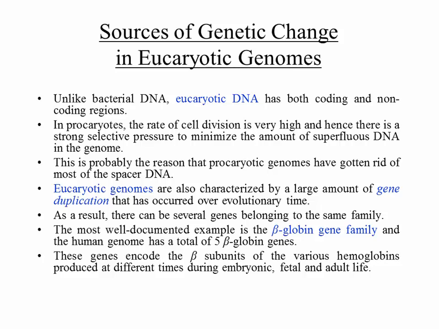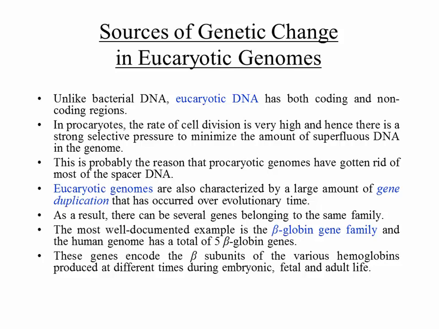Unlike bacterial DNA, eukaryotic DNA has both coding and non-coding regions. What are the coding regions called? Exons. And the non-coding regions? Introns. Good. In prokaryotes, in the case of bacteria, the rate of cell division is very high, and hence there is strong selective pressure to minimize the amount of superfluous DNA in the genome. Maybe under that pressure, bacteria basically got rid of their introns.